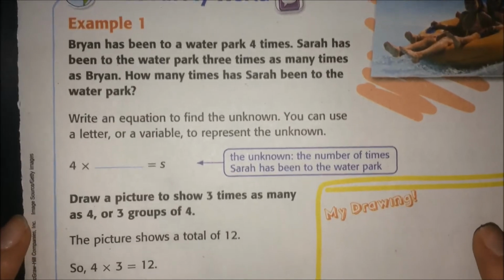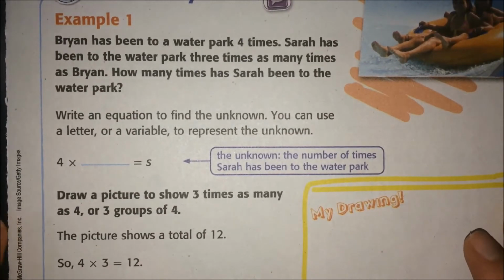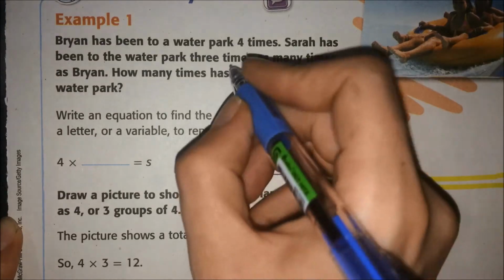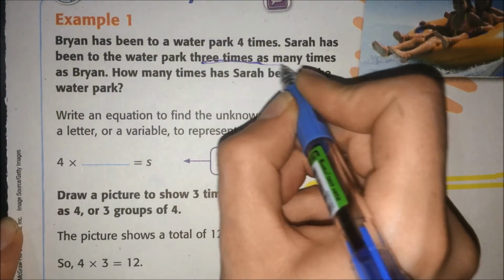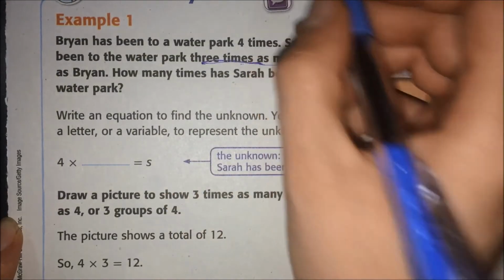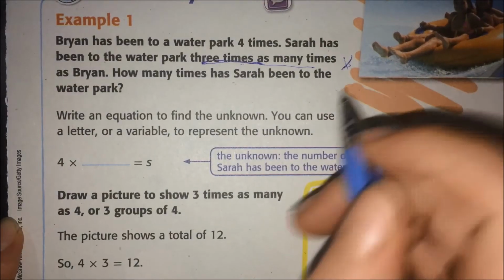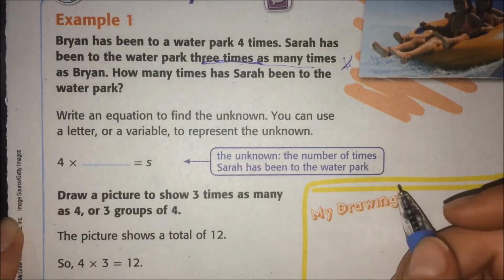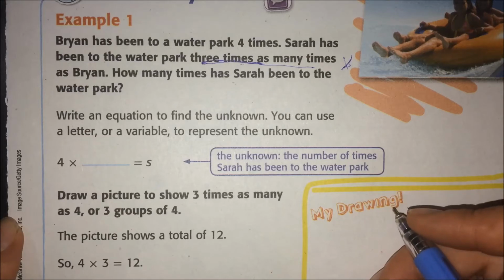So let's look at an example. Brian has been to a water park 4 times. Sarah has been to the water park 3 times as many as Brian. Okay, so that's our clue: times as many. Okay, so it's multiplication. How many times has Sarah been to the water park?